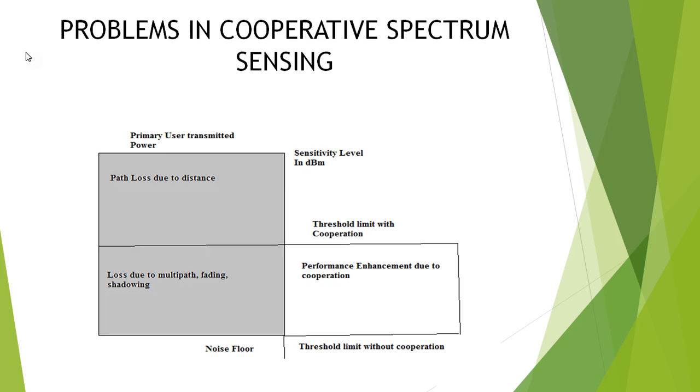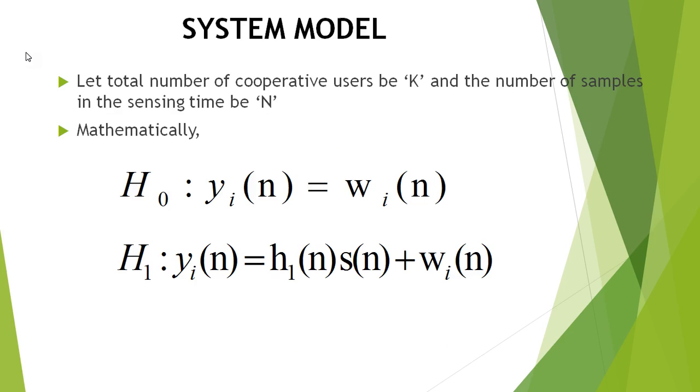More importantly, the detection performance cannot be improved by increasing the sensitivity when the SNR of the primary user signal is below a certain value known as the SNR wall. These are the problems incurred during cooperative spectrum sensing.